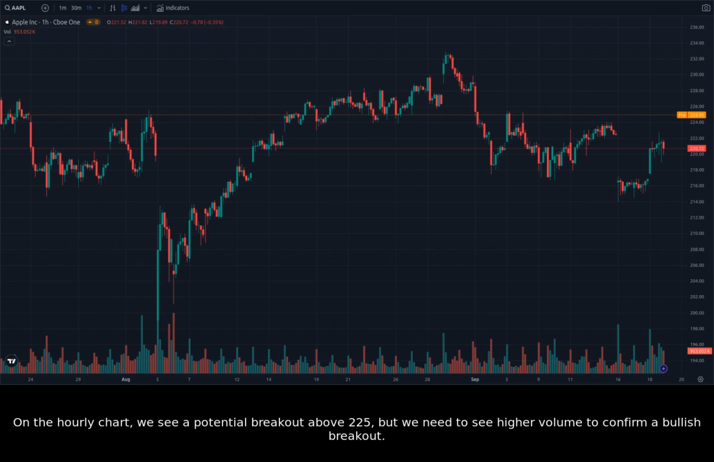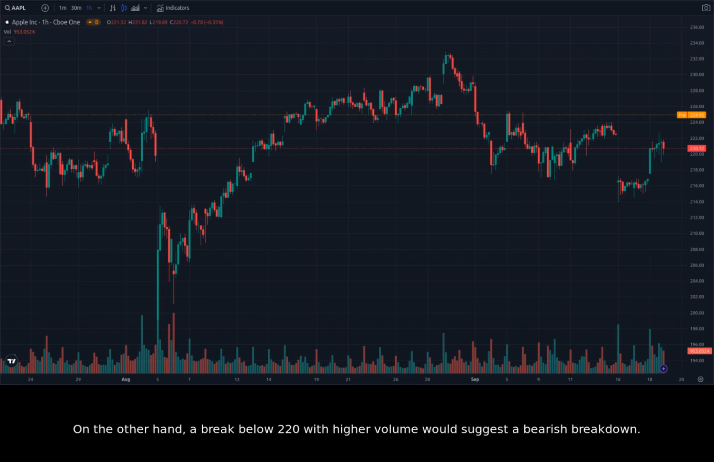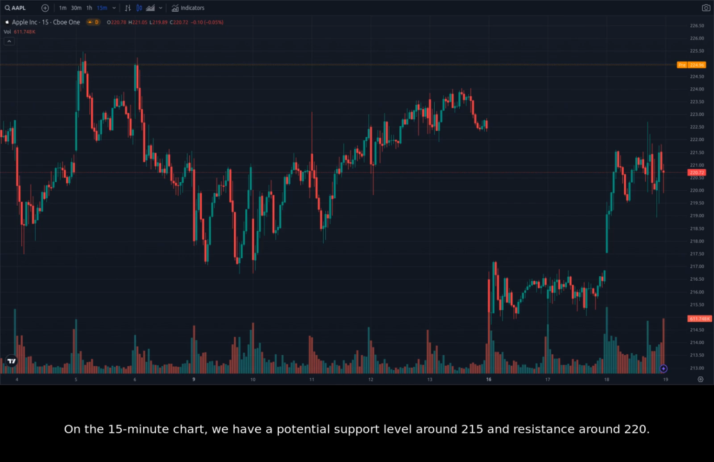On the hourly chart, we see a potential breakout above 225, but we need to see higher volume to confirm a bullish breakout. On the other hand, a break below 220 with higher volume would suggest a bearish breakdown. On the 15-minute chart, we have a potential support level around 215 and resistance around 220. A break above 220 with higher volume could signal a short-term bullish breakout. However, a break below 215 with higher volume would suggest a bearish breakdown.